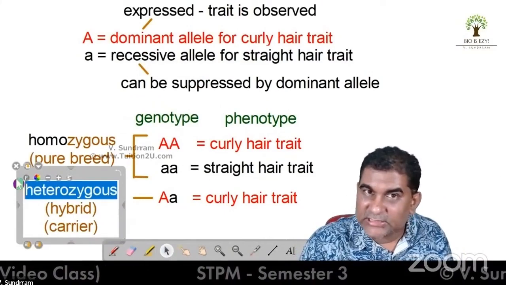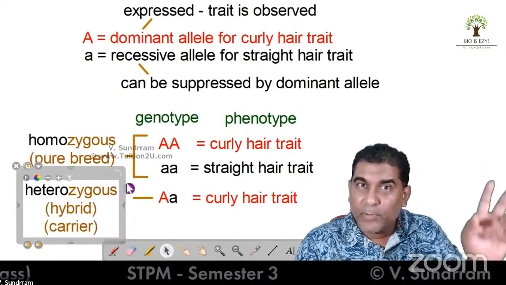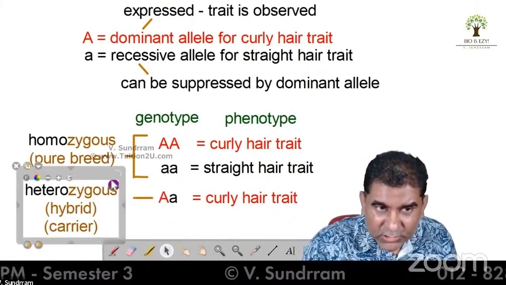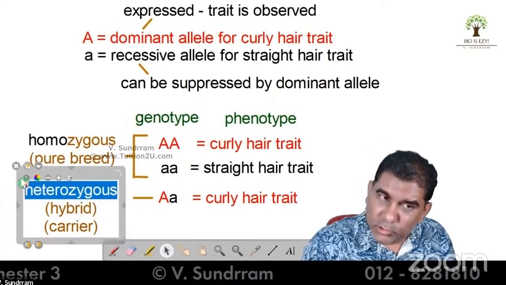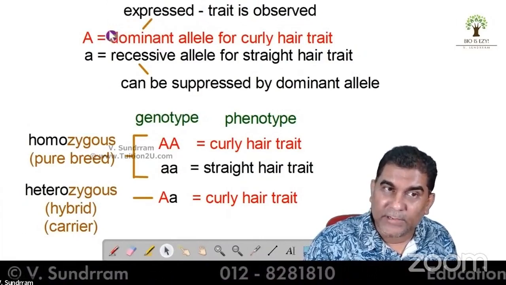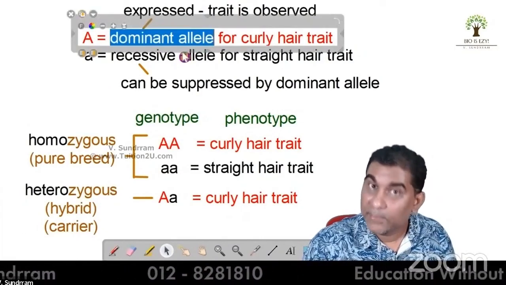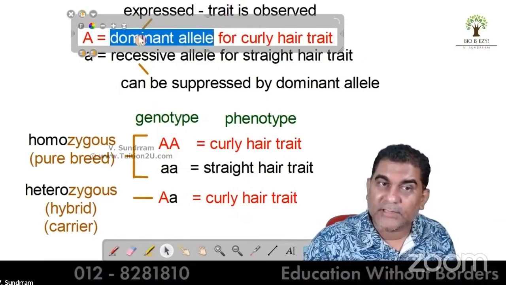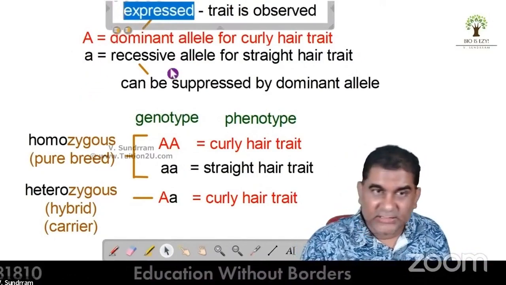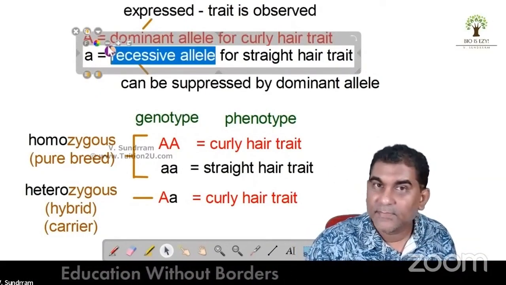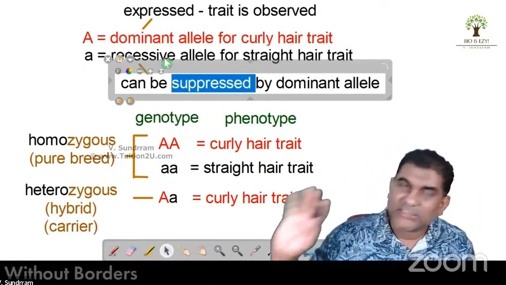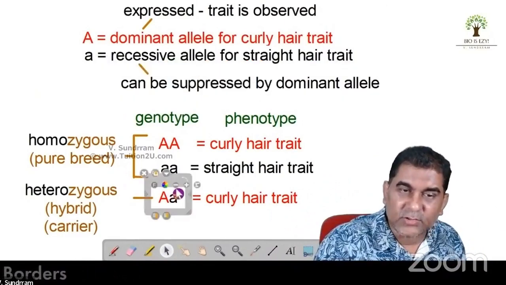If heterozygous, they have both, dominant and recessive. In heterozygous, what happens? You only see the trait controlled by the dominant allele, because that trait is expressed. You don't see the trait of the recessive allele because the recessive allele is suppressed. You cannot see straight hair if someone is heterozygous.